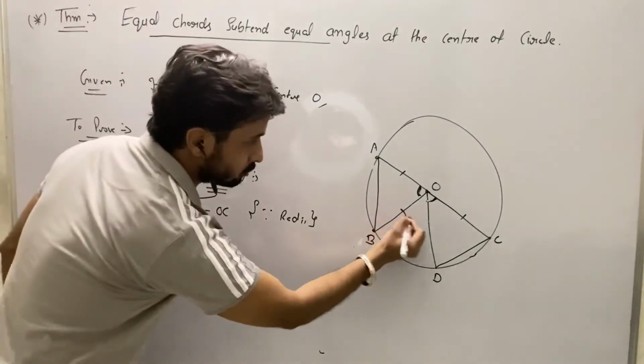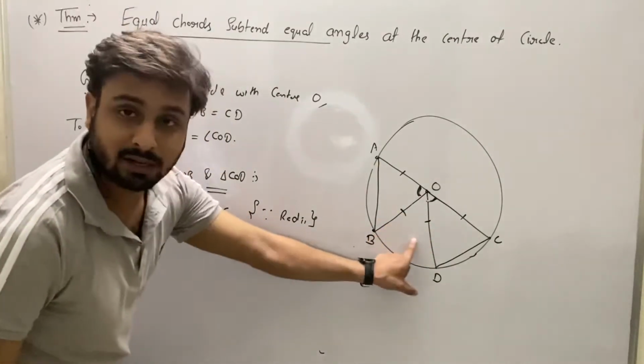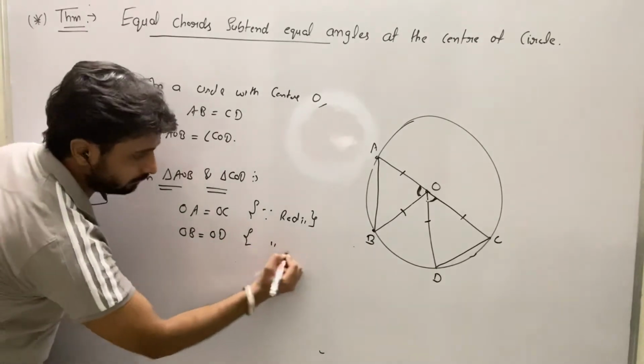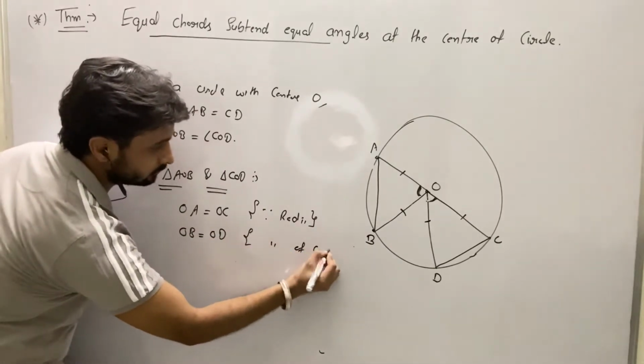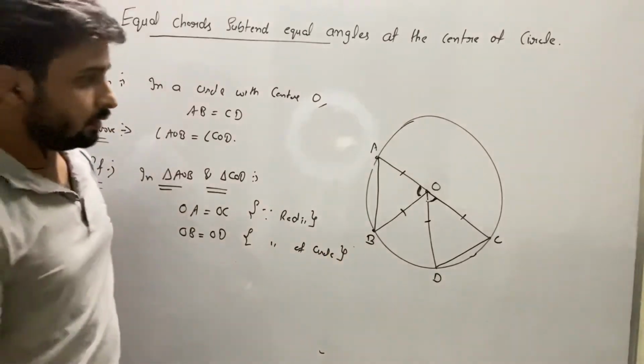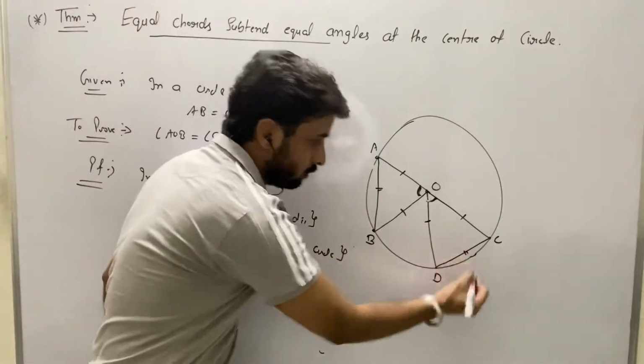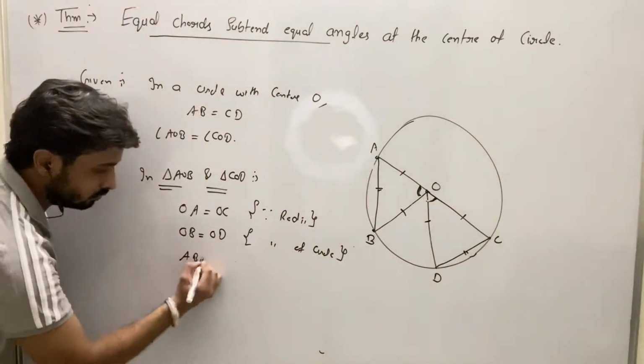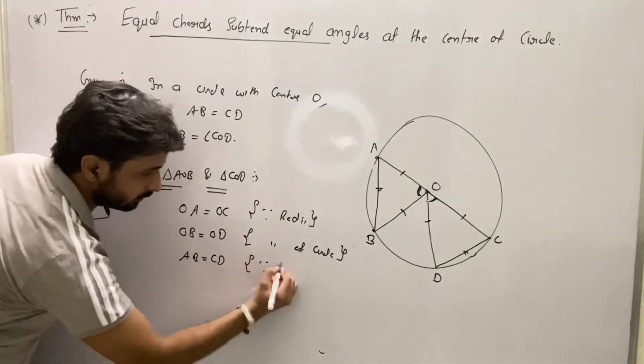Similarly, OB will also be equal to OD. They are also radii of the circle. So OB equals OD. The reason is the same, radii of a circle. Also, we are given that AB and CD are of equal length. So AB equals CD. This is also given.